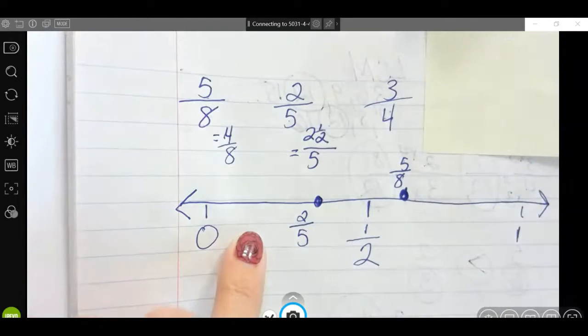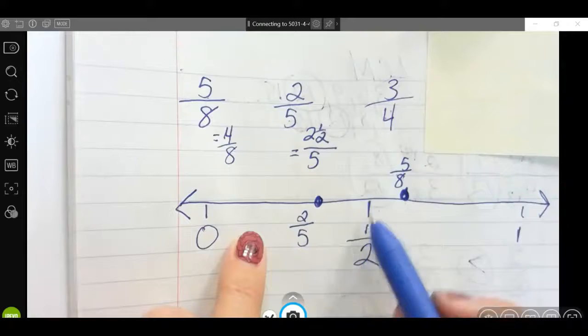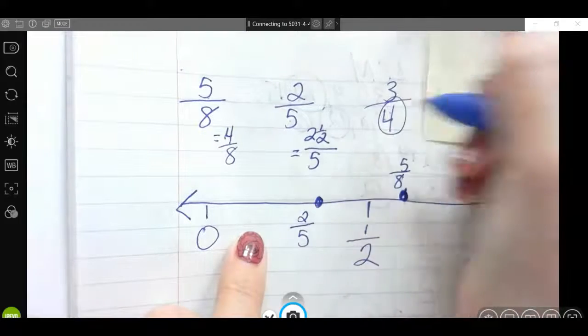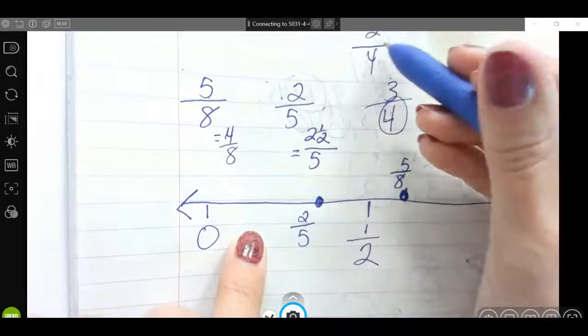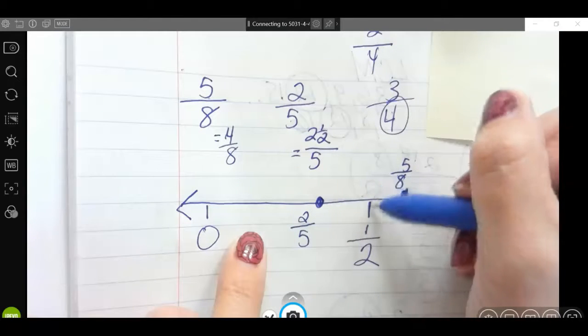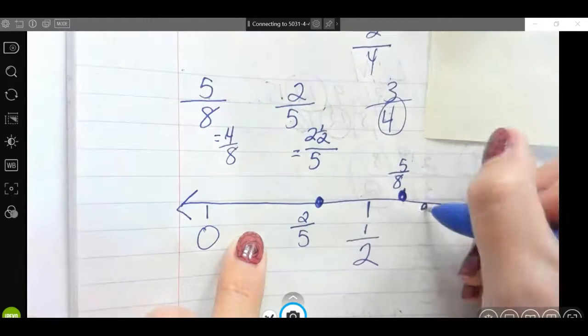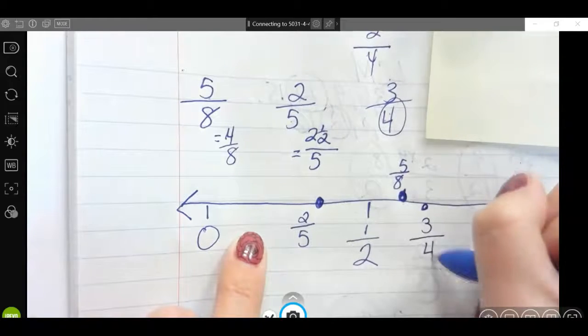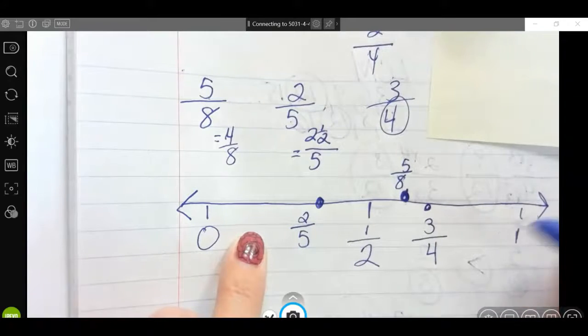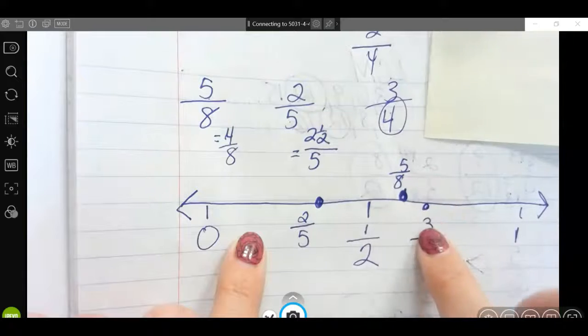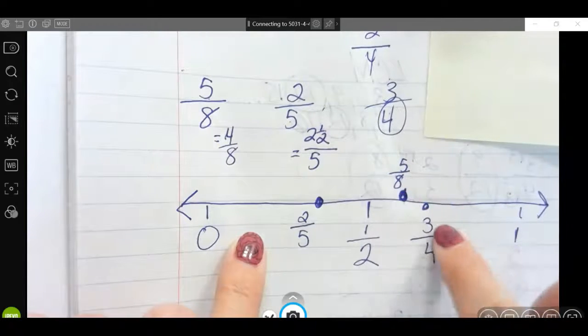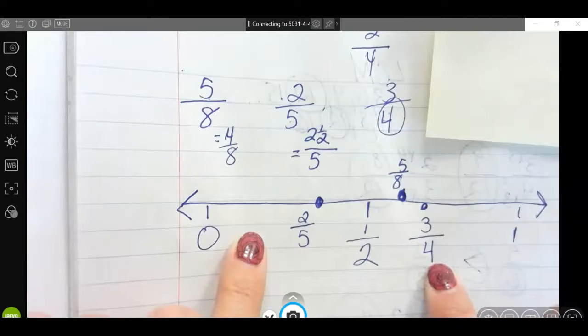3/4. Is that greater or less than half? Greater, because let's cut the denominator in half. What's half of 4? 2. So 2/4 would be right at half. This is 3/4, so it's going to be right here. But we're going to go back and double check to see that 5/8 is less than 3/4. Okay, we'll do that in a minute.